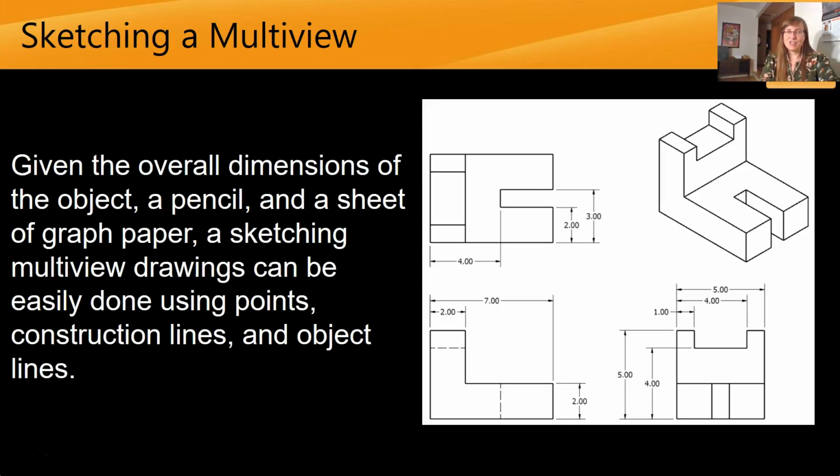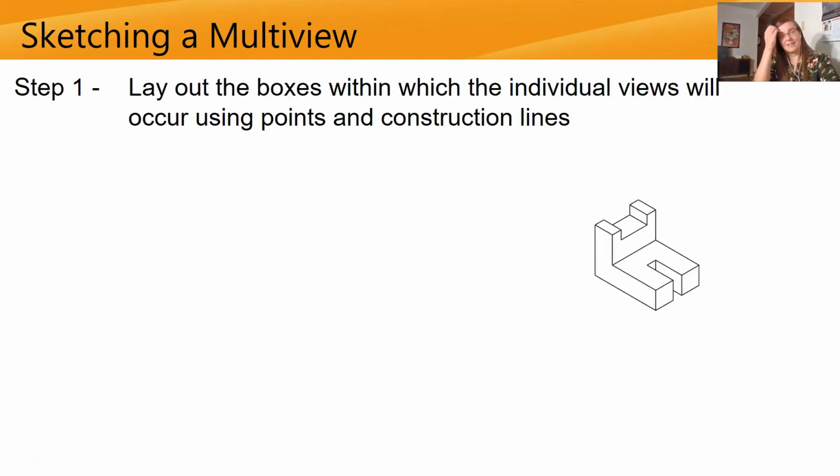Okay, so when we are sketching multi-views, we assume that we generally have the overall dimensions, so the length, width, and height, and then we can just sketch it out using construction lines and then darkening with object lines. So again, I definitely recommend using a ruler for these. And also this is good with graph paper. Regular 90-degree graph paper is best for these.